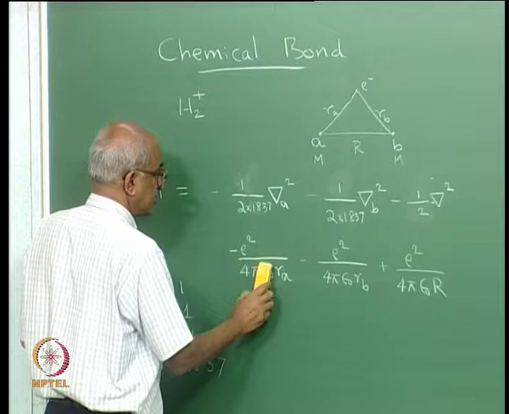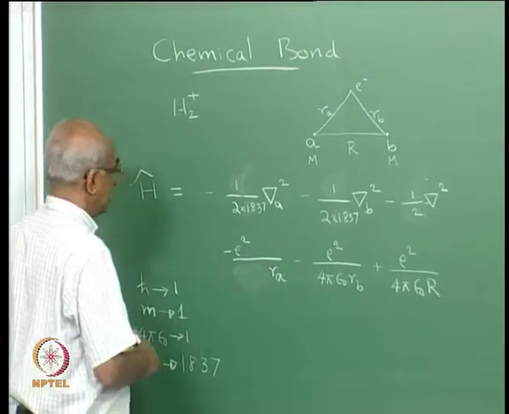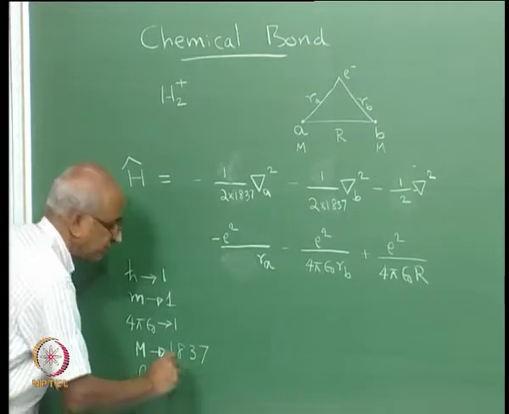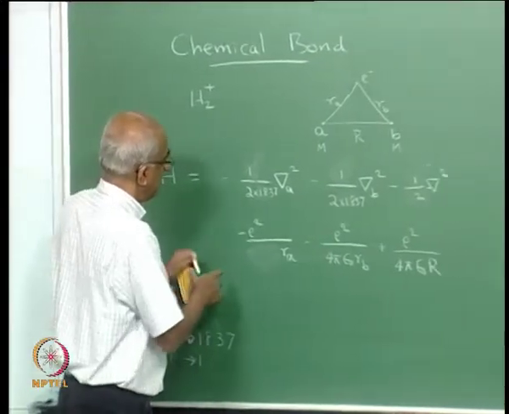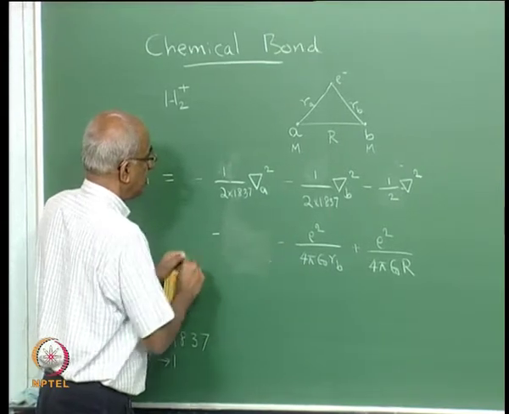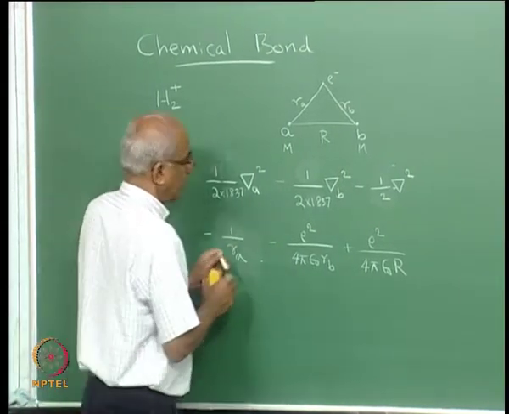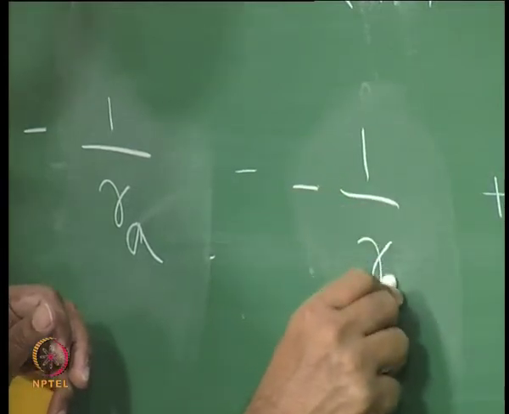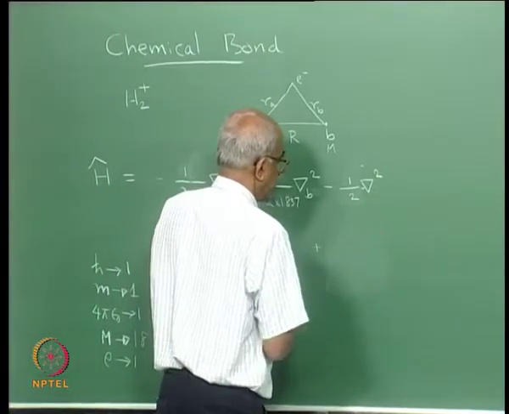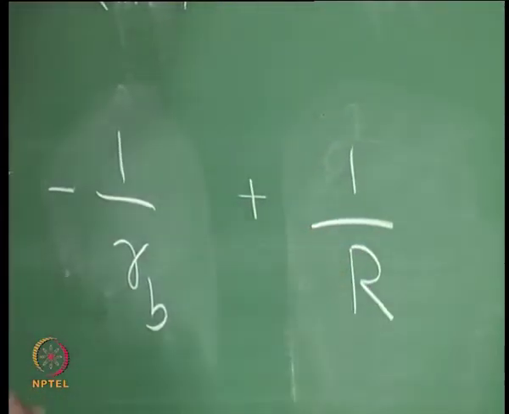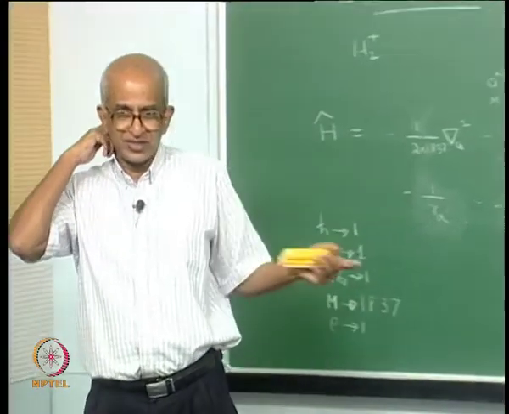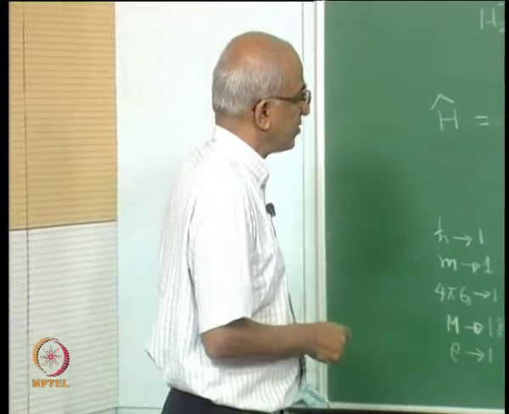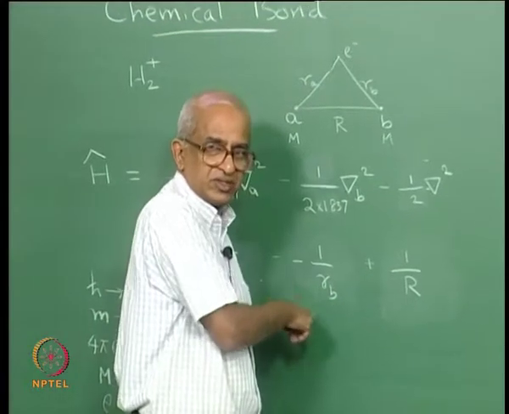Then this also simplifies, 4 pi epsilon 0 becomes 1, and I should also tell you that in addition to this, you measure charge in terms of the charge of the electron. So, therefore, E also becomes 1. So, therefore, this term simply becomes minus 1 by R A, and this term becomes minus 1 by R B, and that becomes plus 1 by capital R. And you will see that this is very nice, because you do not have to worry about any constants. I mean, they are all unity. That is a nice thing about this Hamiltonian, and this is actually expressed in atomic units. This is the Hamiltonian in atomic units.